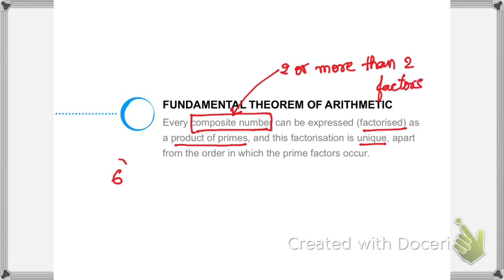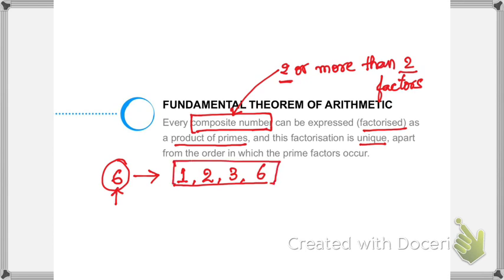Now, taking 6 as an example, the factors of 6 are 1, 2, 3 and the number 6 itself. So definitely 6 is a composite number because here the number of factors is 4. We have 4 factors for 6, so this is a composite number because the number of factors should be 2 or more than 2. So if we factorize 6, what can we get?